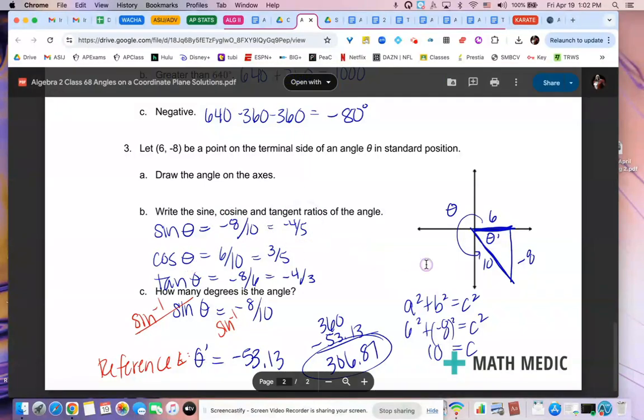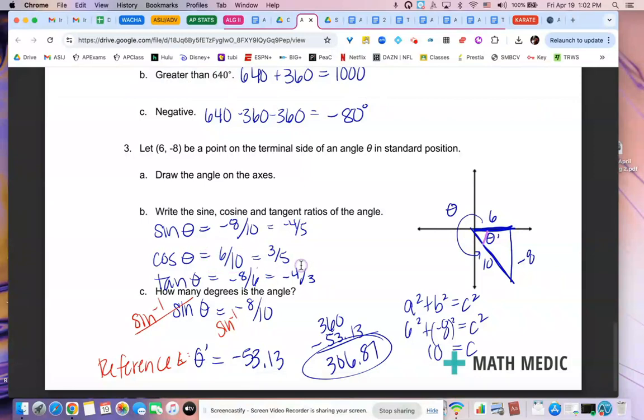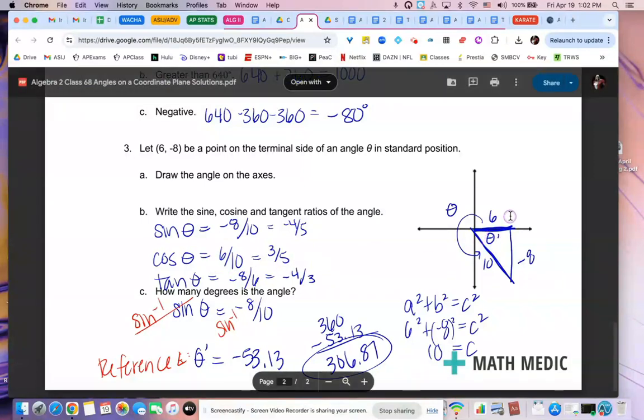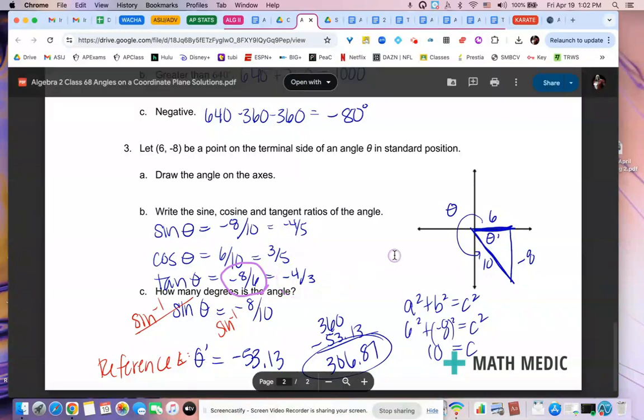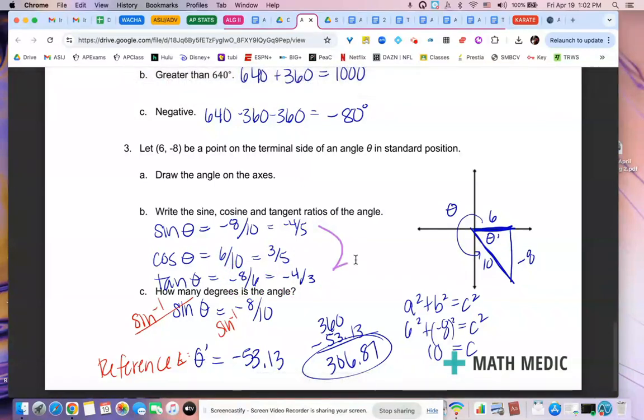Let's look at the cosine. Cosine is the adjacent side to that angle. Again, we're looking at the reference angle. 6 is the adjacent, 10 is the hypotenuse. So that's the ratio we make for cosine, and you get 3/5. It's positive because the 6 was positive. And then tangent, I take the opposite, negative 8, divided by the adjacent, which is 6. One's negative, one's positive, so when you do your ratio, it comes out negative for tangent as well. So two of these are negative.